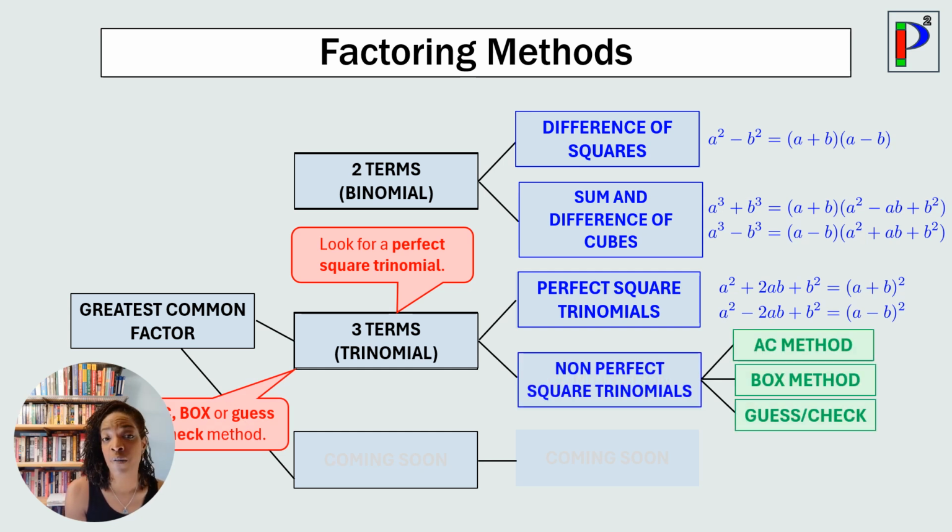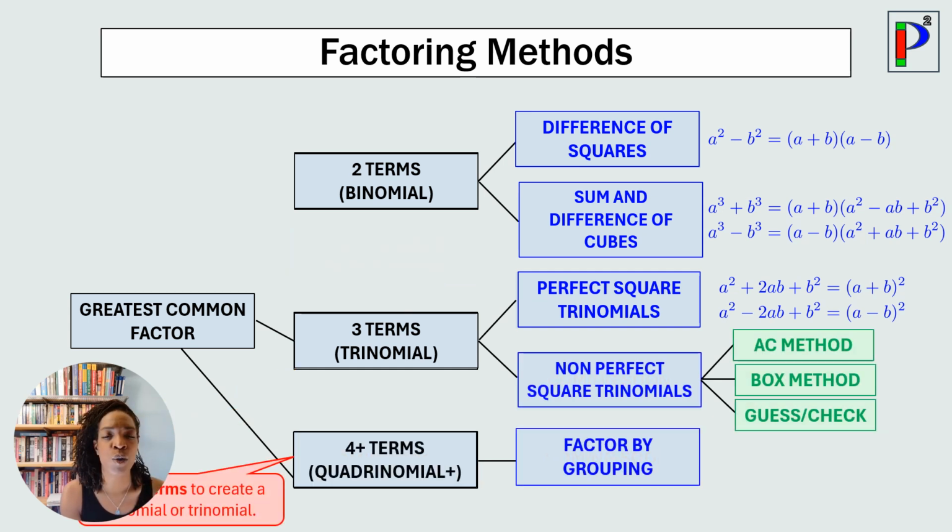And then finally, if there are four or more terms, you group your terms to create a binomial or a trinomial and use one of our previous factoring methods. This is key.